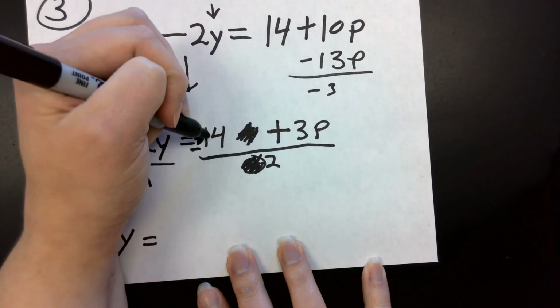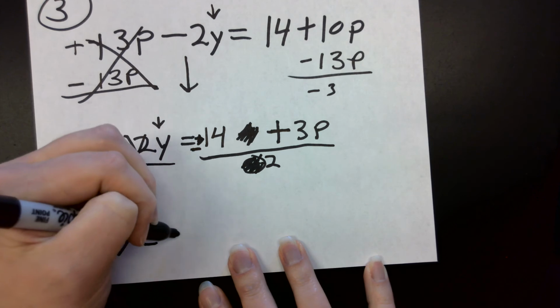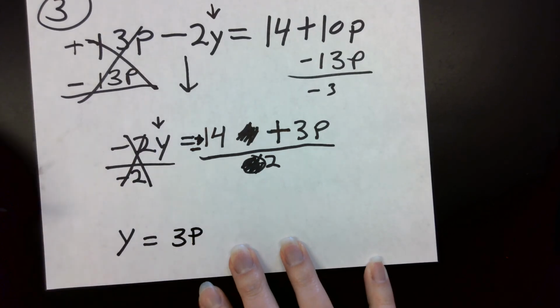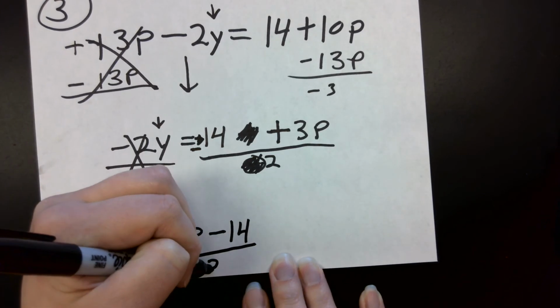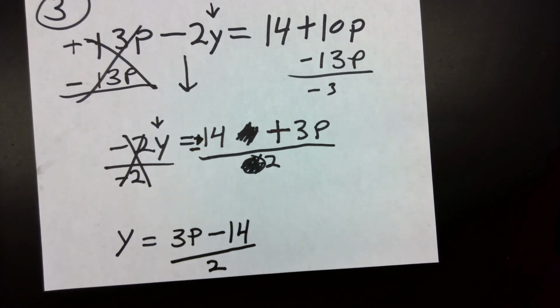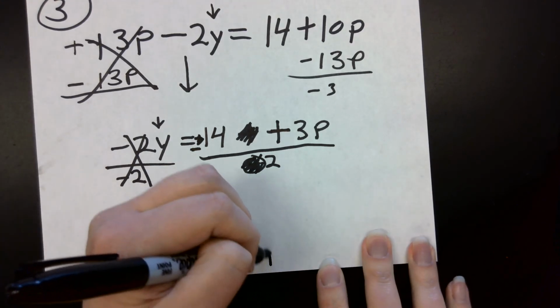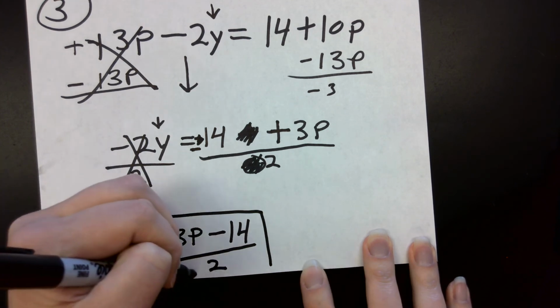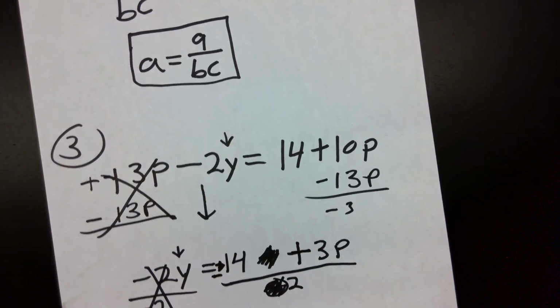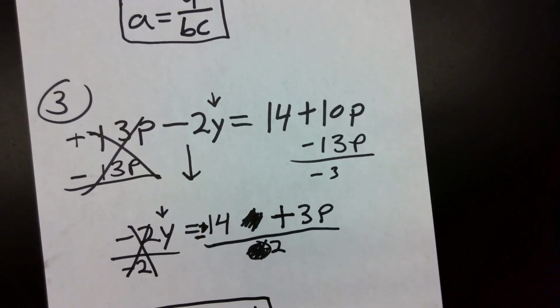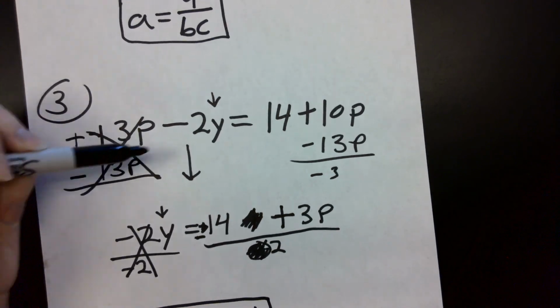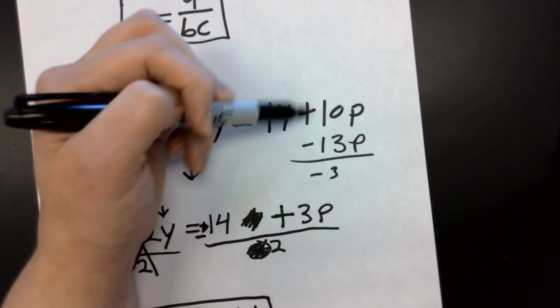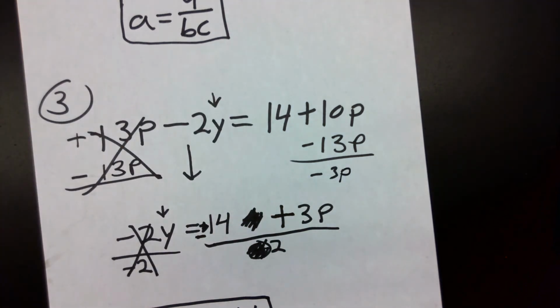We want to try and write this so that we have our positives come first. So we have a positive 3p, and we're minusing 14 off of it, and that's still divided by 2. Okay, and this is our answer, or at least this is our rearranged equation from what we started with. I know this was a little bit more difficult, having to keep variables in mind so that you add and subtract them correctly.